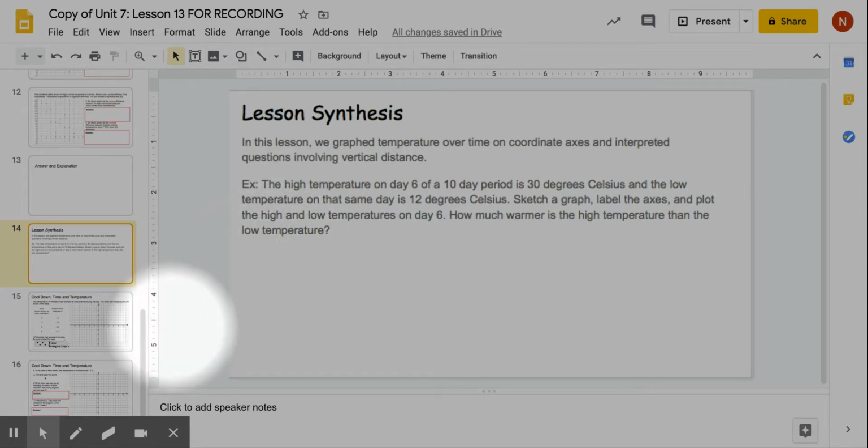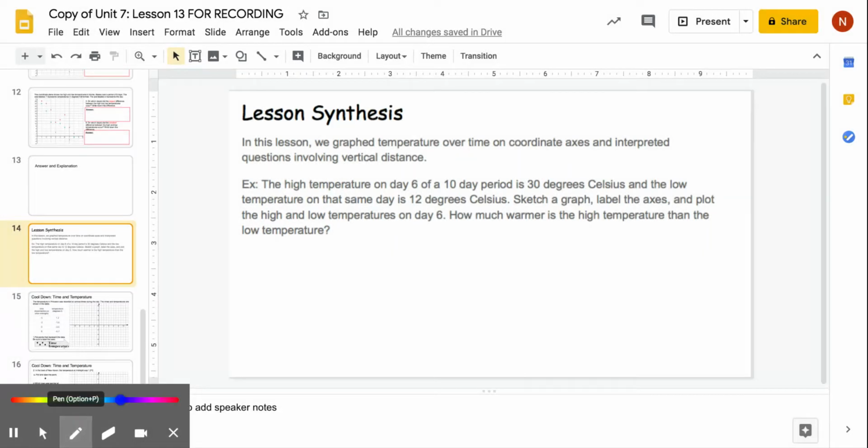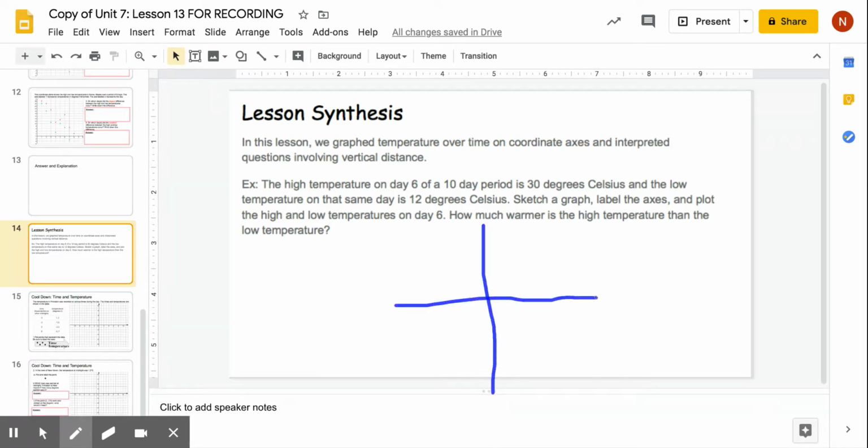So, the key word here is sketch. If I wanted to sketch a graph representing this problem, I can do something like this, where I start with my x-axis, which is day. And it's a sketch, so it doesn't have to be precise. And I am starting at day 6 because the problem told me day 6.